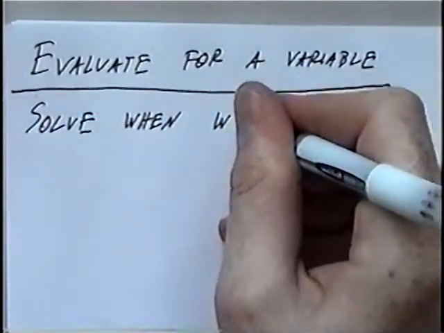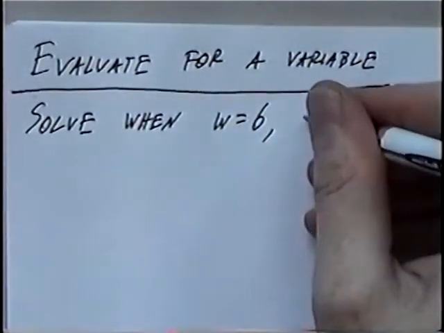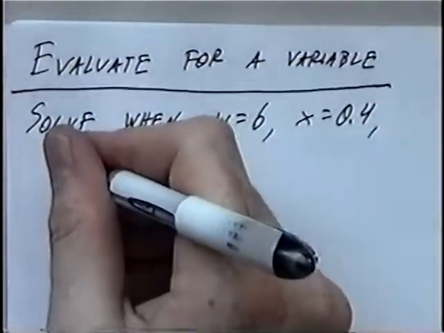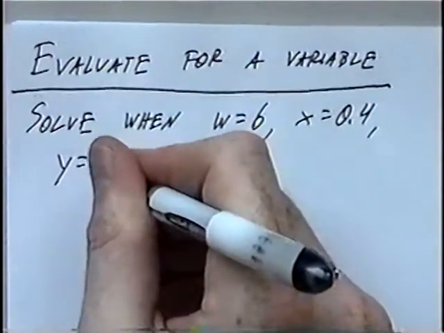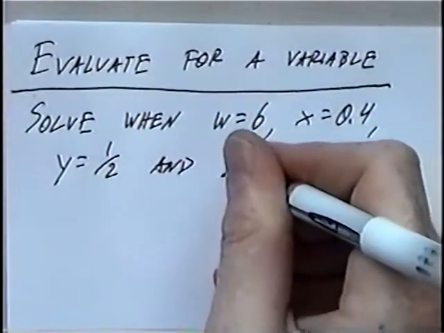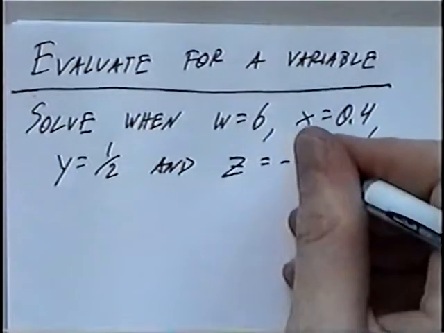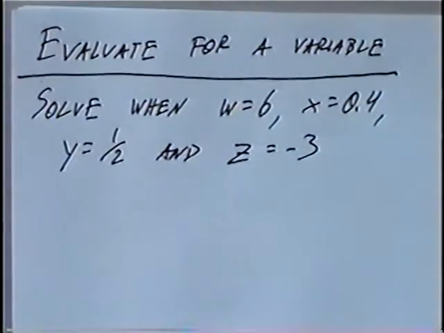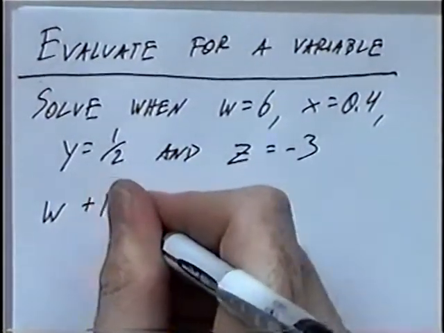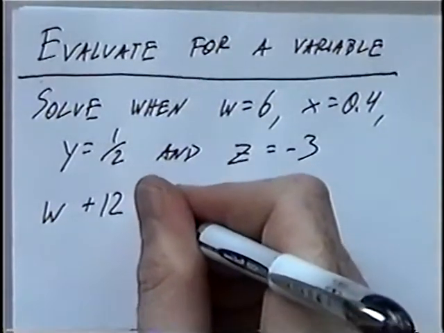w equals 6, x equals 0.4, y equals 1/2, and z equals -3. First question, w plus 12 divided by z.